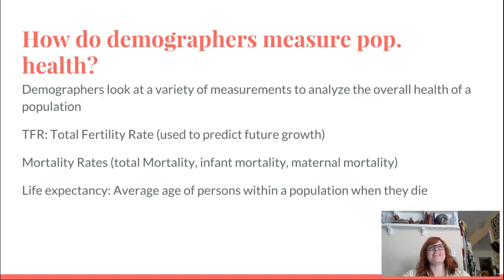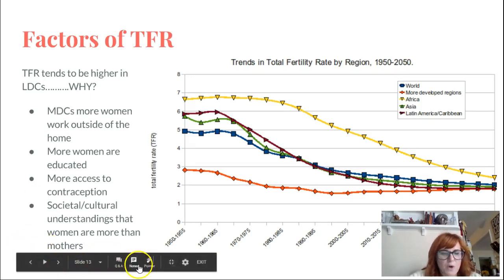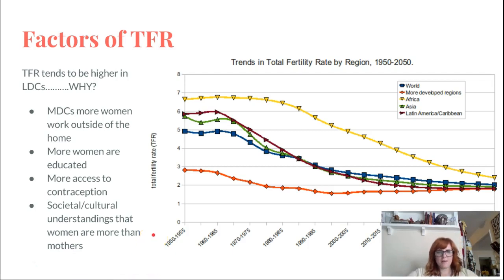I think in Australia it's one of the highest. It's like 84 or something like that. So pretty impressive. Okay, so talking about TFR. Total fertility rates are typically higher in LDCs and lower in MDCs.